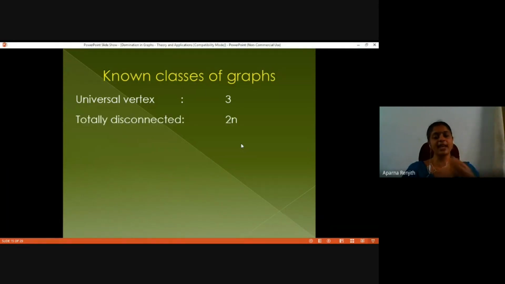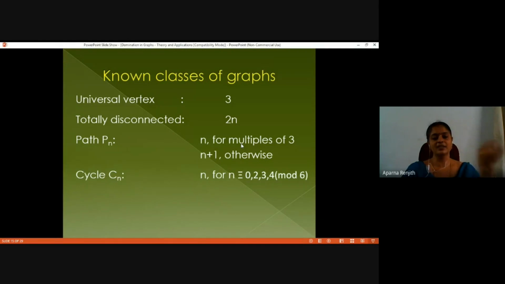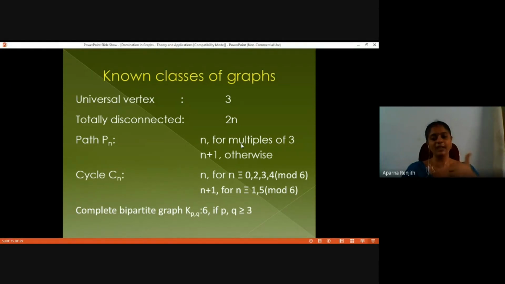Similarly, if we are taking a totally disconnected graph, there are no edges. So every vertex has to take care of itself, and hence we need to assign the value 2 to each of these vertices. And for a totally disconnected graph, the double Roman domination number will be 2n, where n denotes the number of vertices. For paths, for cycles, for complete bipartite graphs, and for many other classes, the value of the double Roman domination number has already been computed.